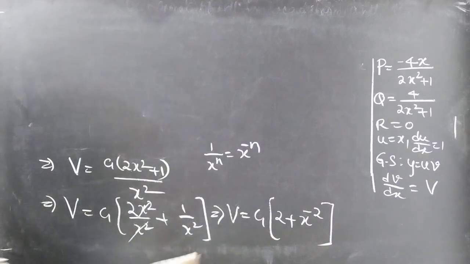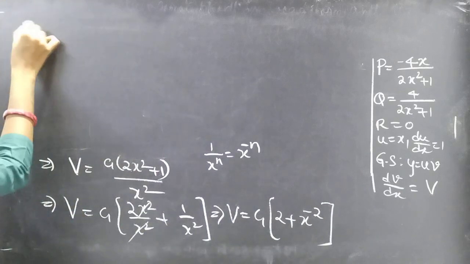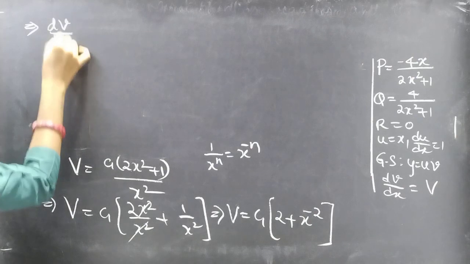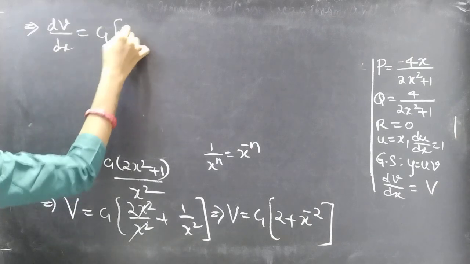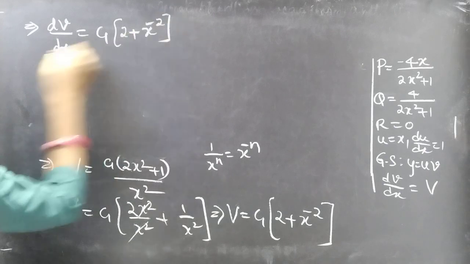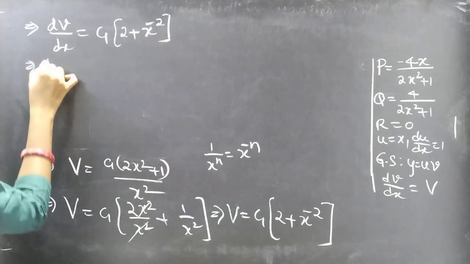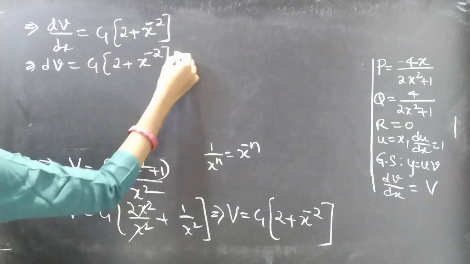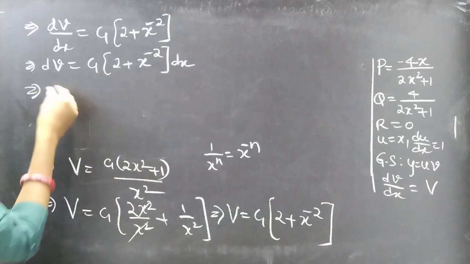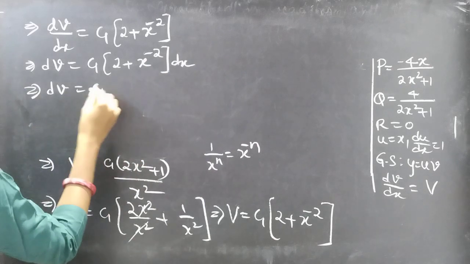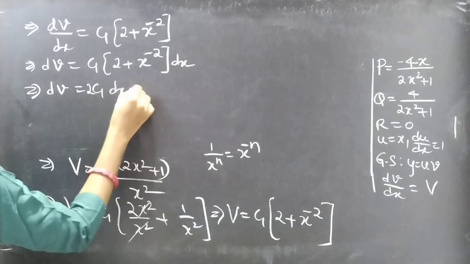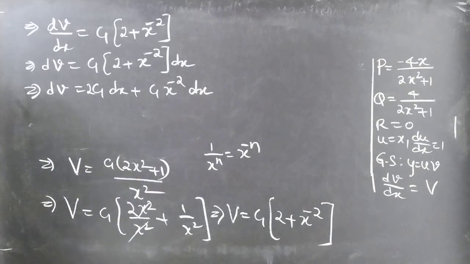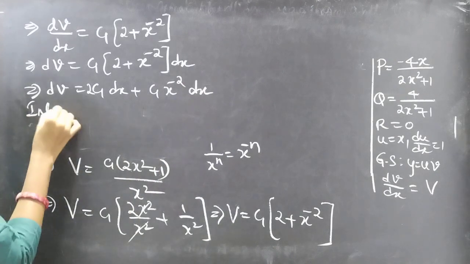Okay, now replace this v by dv by dx. We got capital V, right? Now we are going to find small v. Dv by dx equals c1 into 2 plus x power minus 2. Now take the differential dx to RHS, we'll get dv equals c1 into 2 plus x power minus 2 into dx. Then dv equals 2 into c1 into dx plus c1 into x power minus 2 into dx. Here the variables are separable, so we can perform integration.